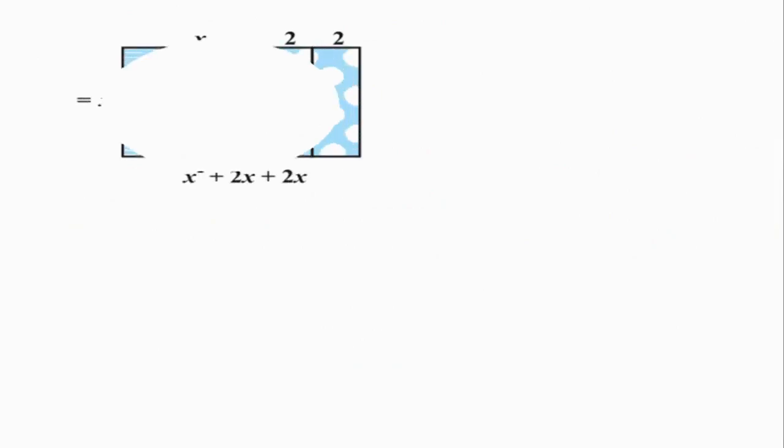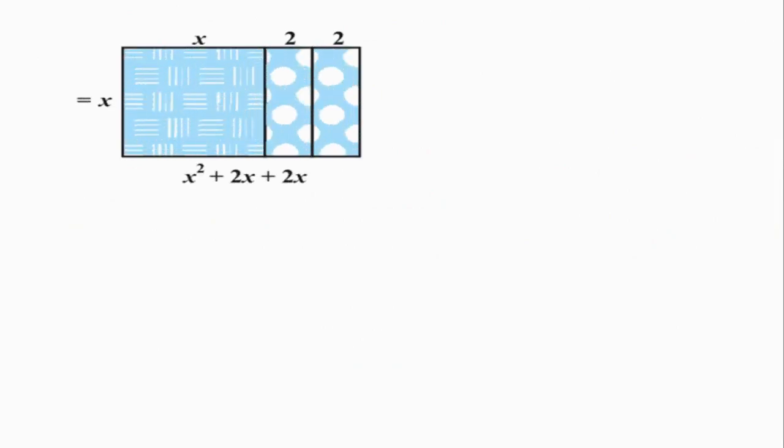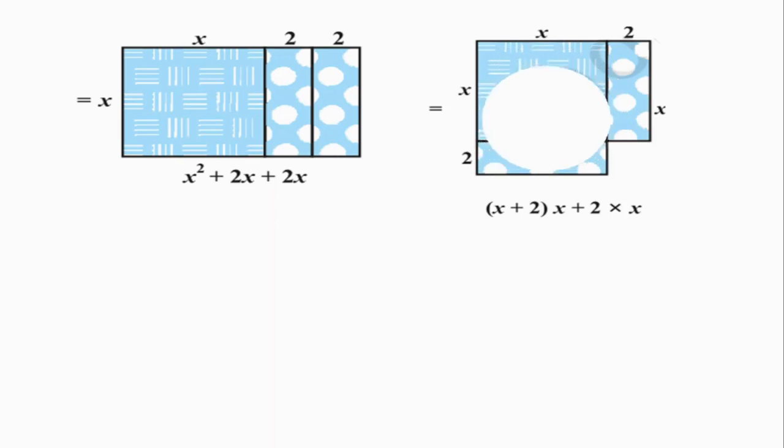Now we can see it here. We divide 4x into two equal parts, 2x and 2x. So x square plus 4x, we can write as x square plus 2x plus 2x. See it here. Now we do one thing.